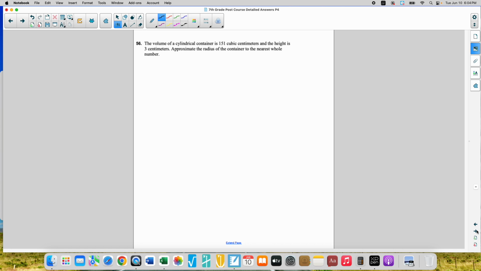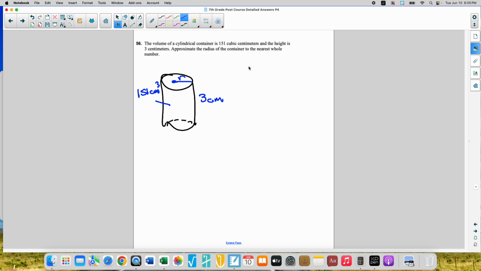The volume of a cylindrical container. So we have a cylinder that looks like that. The volume is 151 cubic centimeters. So this is going to be 151 centimeters cubed because it's volume. And the height is 3 centimeters. Approximate the radius of the container to the nearest whole. So this is going to be the radius.